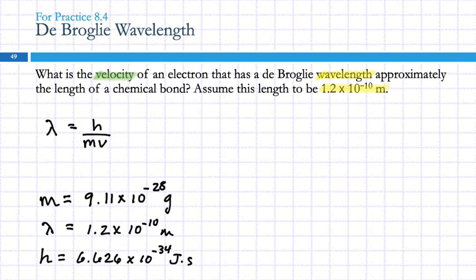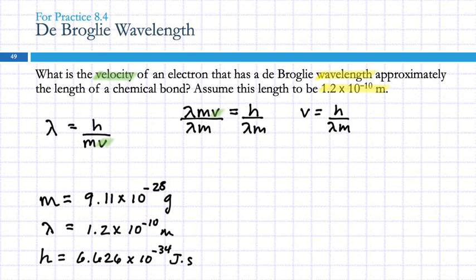So we are trying to find the velocity. Here we have an equation with a fraction in it, and fractions cause people lots of trouble. So let's cross multiply to get rid of the fraction. So that's going to give us lambda times the mass times the velocity is going to equal h. And we're trying to isolate the velocity. So now we're going to divide both sides by lambda m. And we're going to end up with the velocity is equal to Planck's constant divided by the wavelength times the mass.